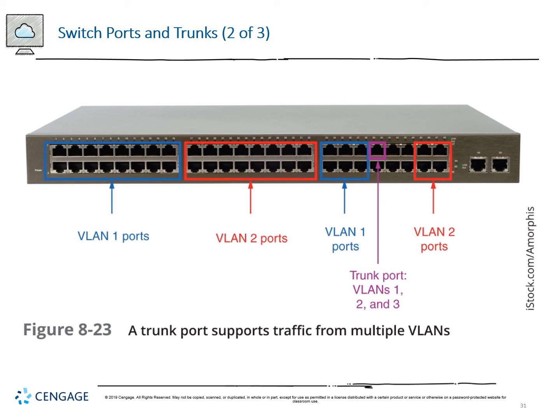So here we can see that we have a trunk port on this particular switch in order to pass traffic to multiple VLANs. If we're reading this correctly, we've got the first 16 ports for VLAN 1, the second 16 going up to port 32 for VLAN 2, and then we've got 33 through 38 for our VLAN 1, and then port 39 is going to be our trunk port, which allows us to connect traffic to VLANs 1, 2, and 3. And you'll notice there are no ports dedicated to VLAN 3 on this switch, but the VLAN can still pass through it.